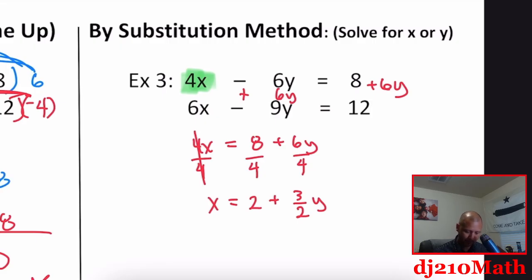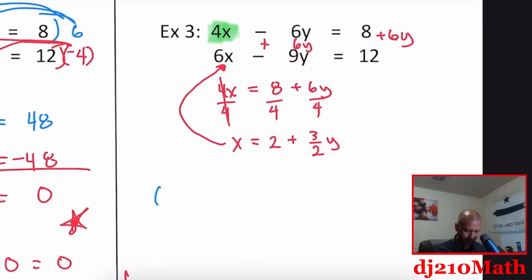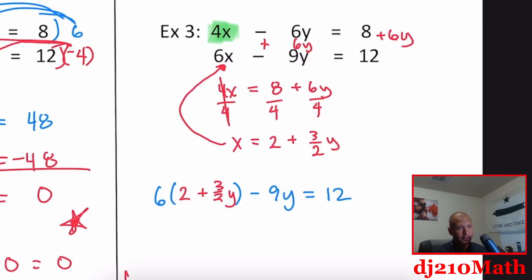Okay, we've isolated it. We have to plug it in somewhere. We plug it into the other equation. So it's going to go here appropriately. So this is going to be 6x. In this case, x is this thing: 2 plus 3 halves y, minus 9y equals 12. Okay, all the x's are gone. We're left with nothing but y's.